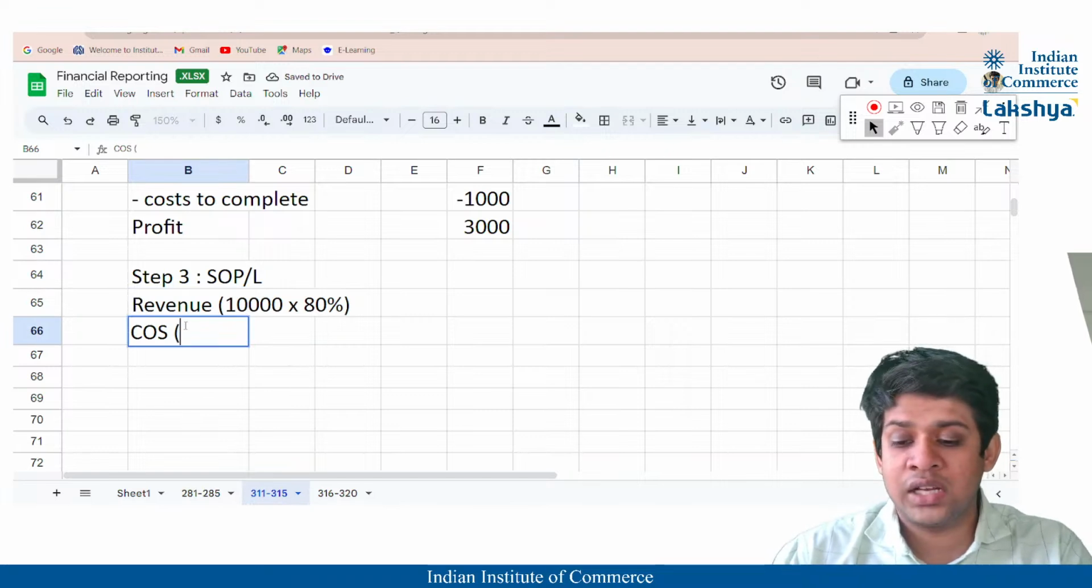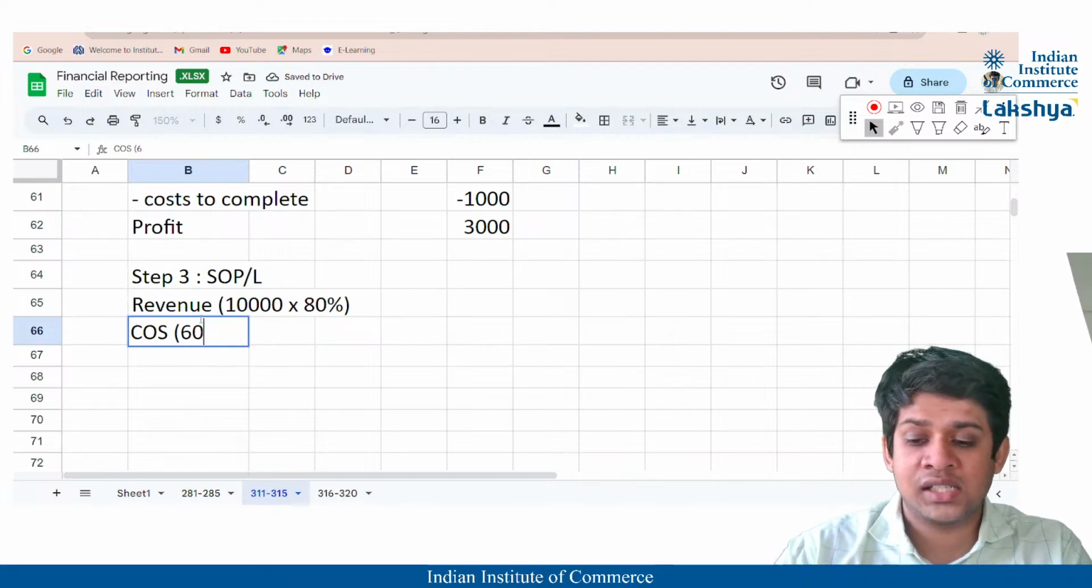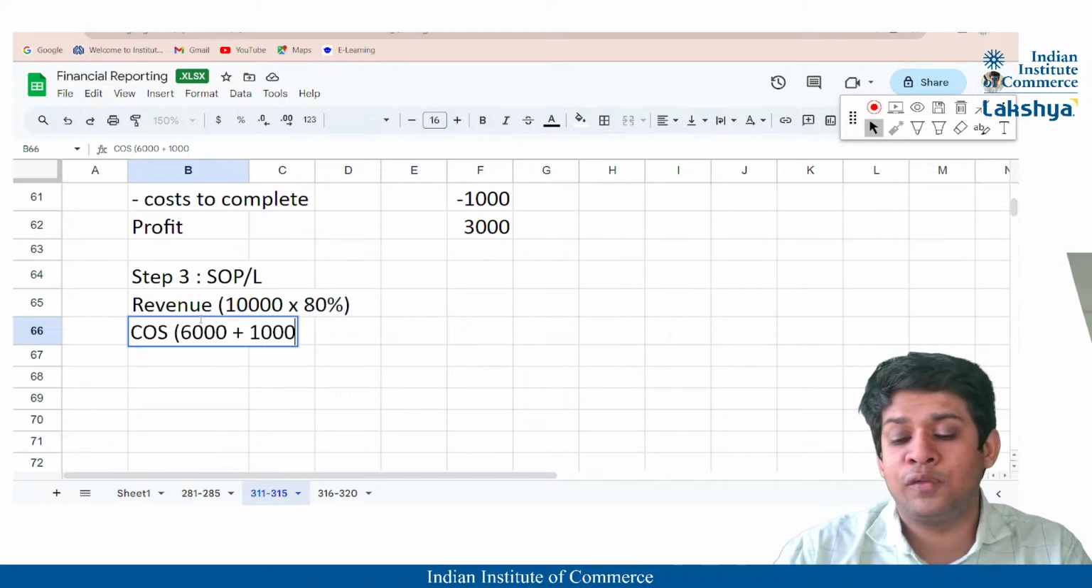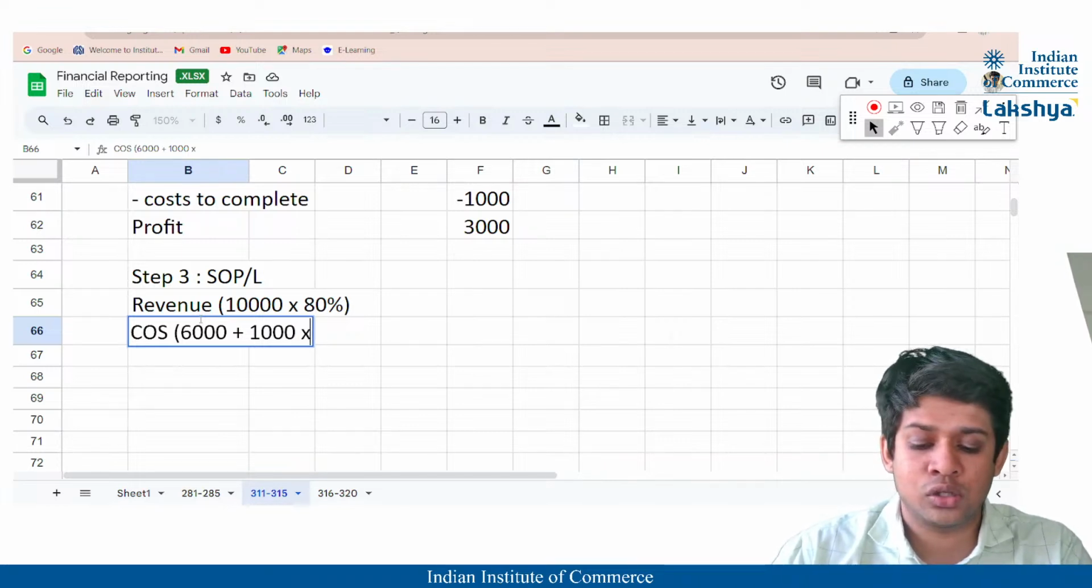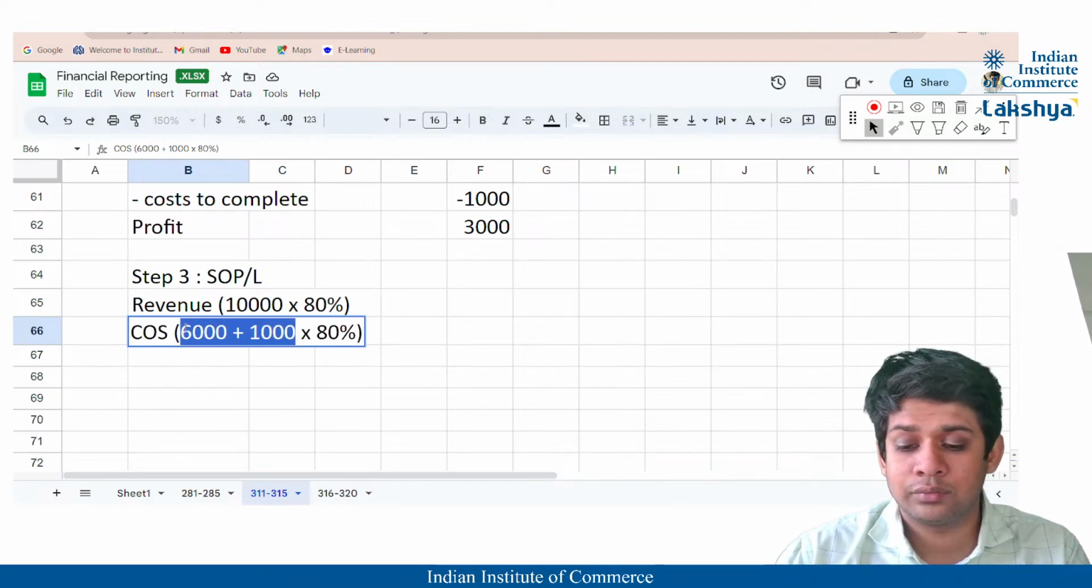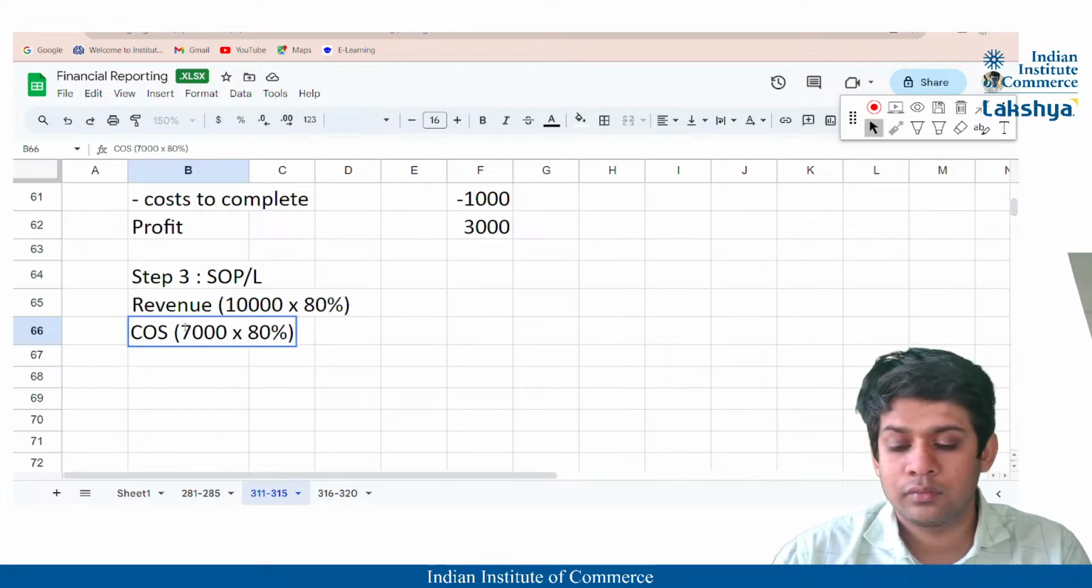And for the cost of sales, the total cost of sales are 6,000 incurred to date plus 1,000 that is the expected amount to be incurred for completing the project, and that also will be into 80%, right? So technically 6,000 plus 1,000, that is 7,000.